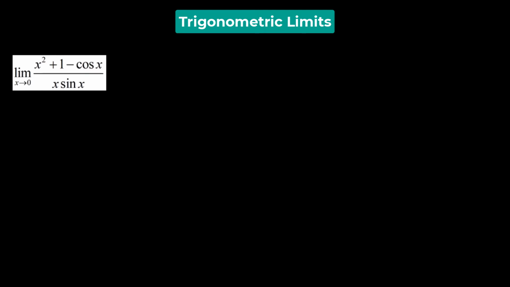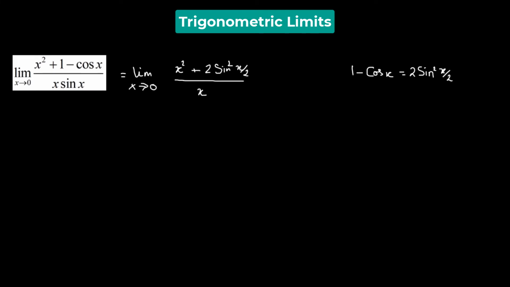So we know that 1 minus cosine of x is given by 2 sine squared x over 2. So let us substitute this value into our numerator. That will give us limit x approaching 0. So we have x squared. Now 1 minus cosine of x will be replaced by 2 times sine squared x over 2 divided by x sine x.